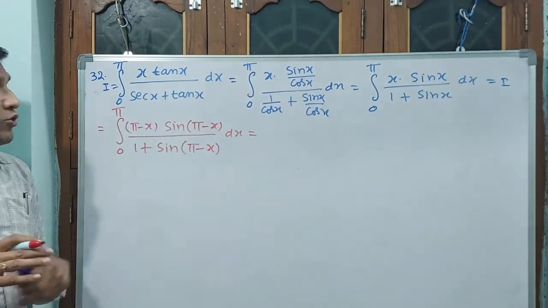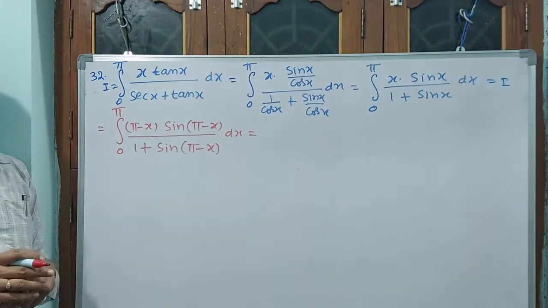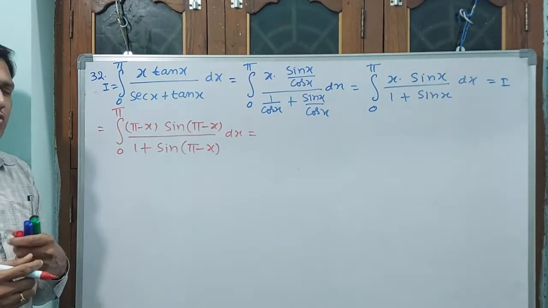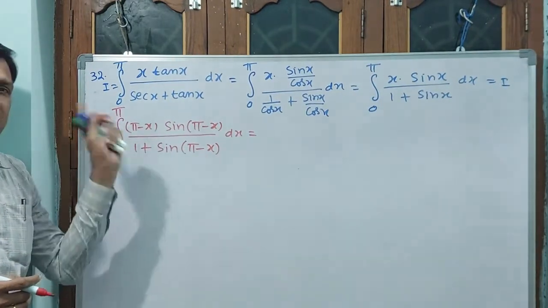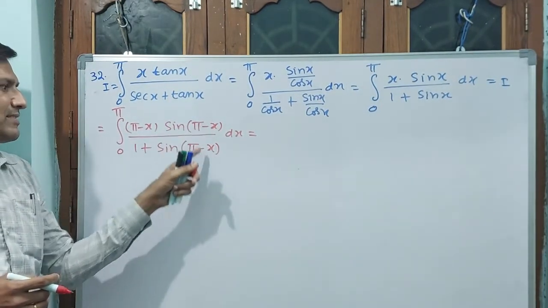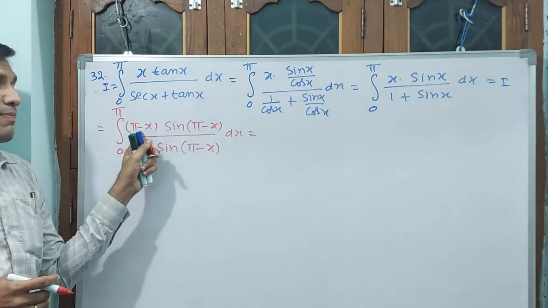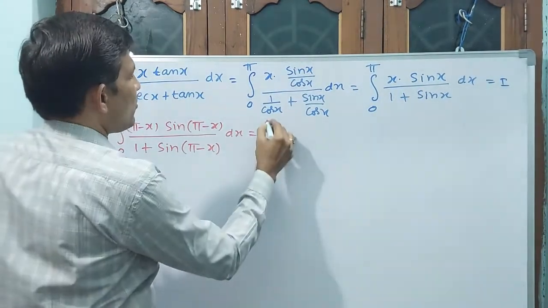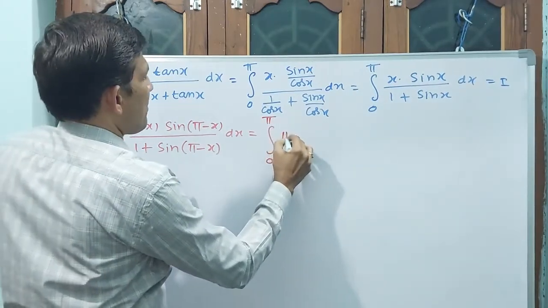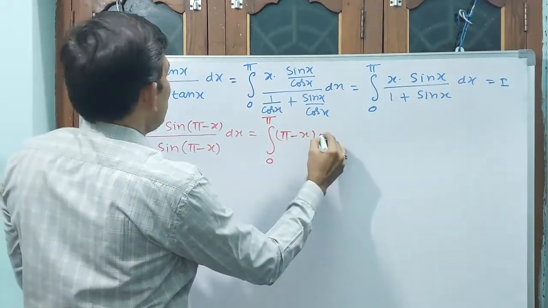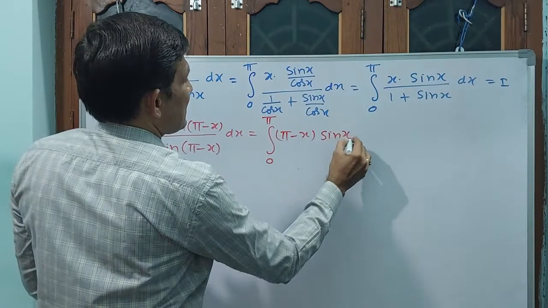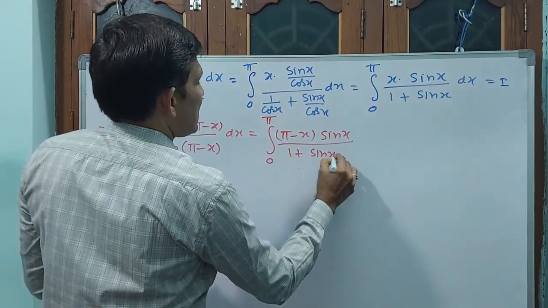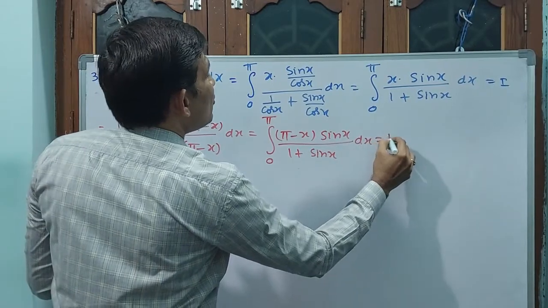But we know sine of pi minus x is sine of pi minus theta. Second quadrant is positive and 180 is a horizontal angle, same sign will come. That means sin x is going to come. But this is pi minus x will be like this. You see what I am writing now. Integral 0 to pi, pi minus x into sin x divided by 1 plus sin x dx. This is also I.